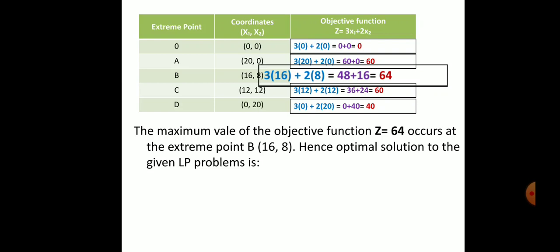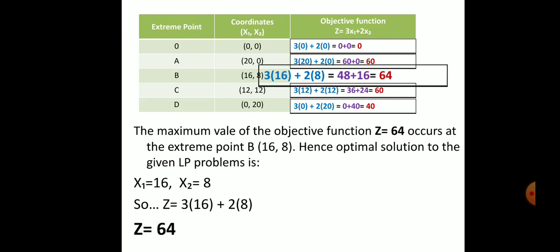Hence the optimum solution to the given linear programming problem is x1 value is 16 and x2 value is 8. So z equal to 3 into 16 plus 2 into 8, if you multiply, you will get z equal to 64. So this is the final solution. It's clear, students. From this graphical method we can say that if you produce 16 units of x1 and 8 units of x2, you will get the maximum profit, 64 rupees. So it's clear, students, how to solve linear programming by using the graphical method.